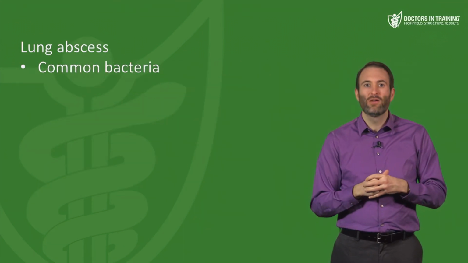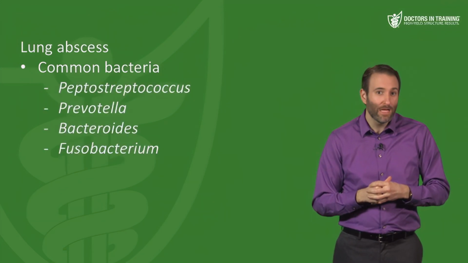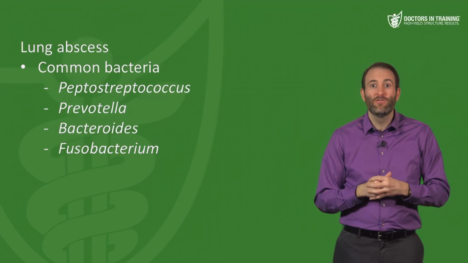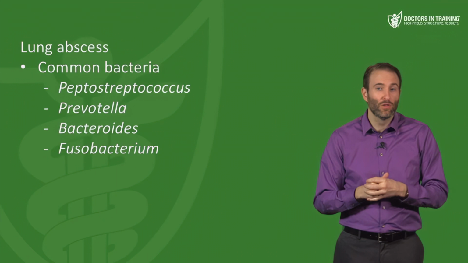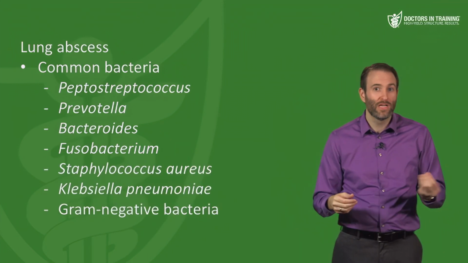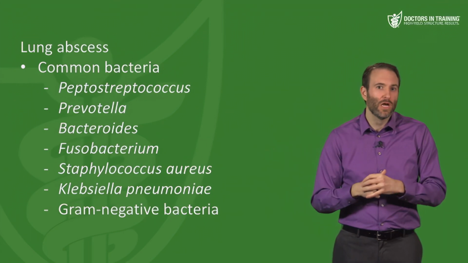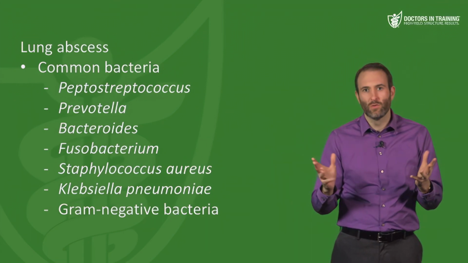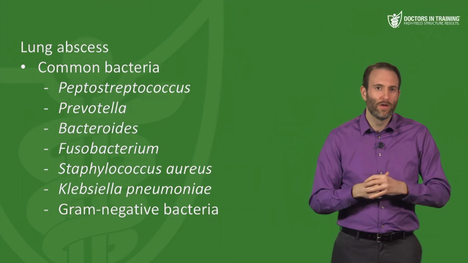Now, the most common bacteria include Peptostreptococcus, Prevotella, Bacteroides, and Fusobacterium. But other outside bacteria can cause this as well, including Staph aureus, Klebsiella pneumonia again, and also gram-negative bacteria as well. So many bacteria can cause lung abscesses. You're probably not going to get a question that says, well, what's the most common bacteria in an abscess? It's just too many to count there.